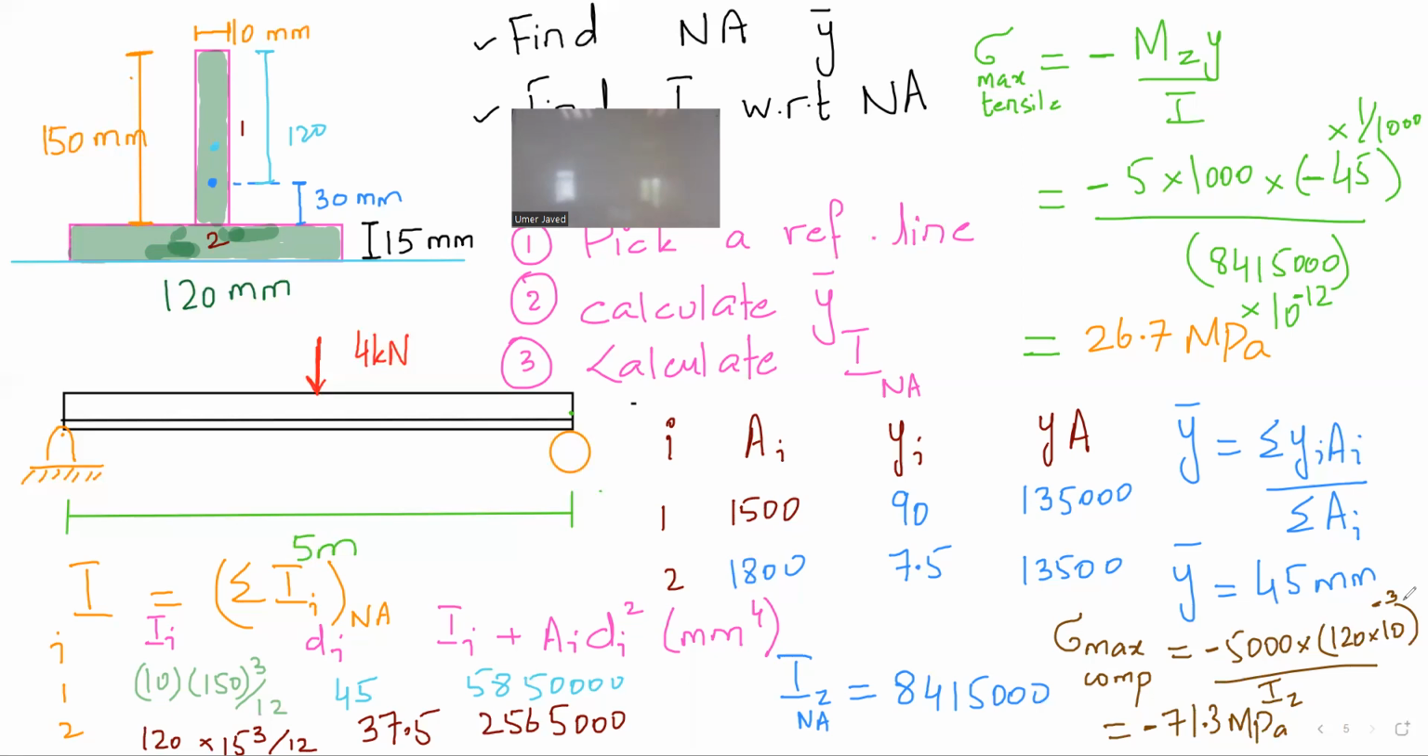So neutral axis goes through the centroidal line. I think we are clear on that. What is the value of the bending stress on the neutral axis? 0. What is the value of the bending stress on the neutral axis? 0.